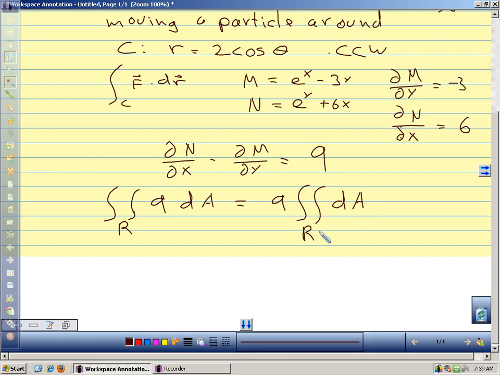So the double integral over our region of dA is what? That's just the area of the region. So this is just 9 times the area of the region.